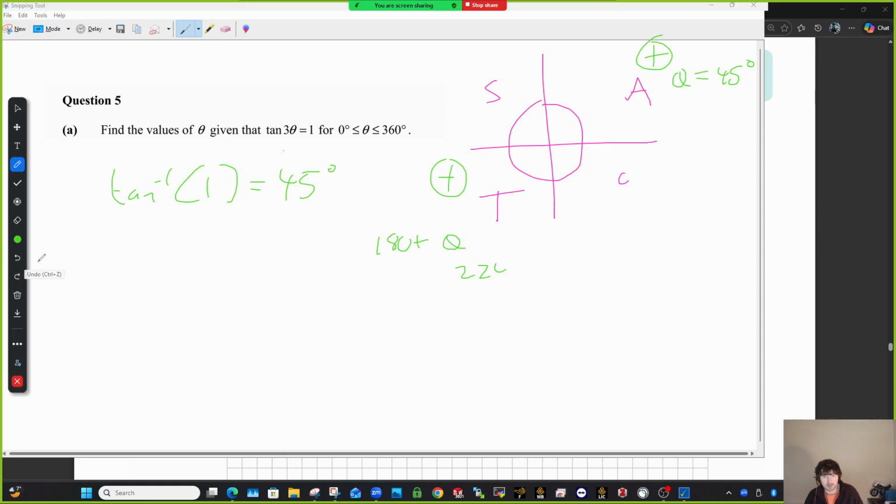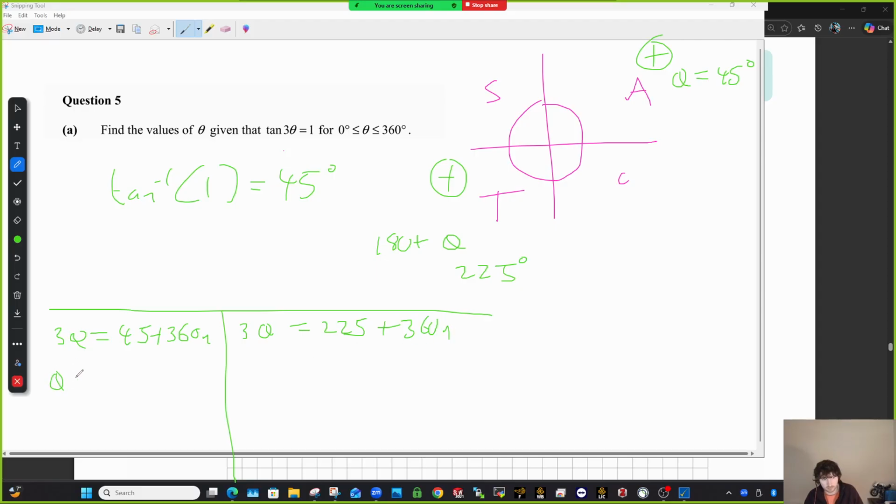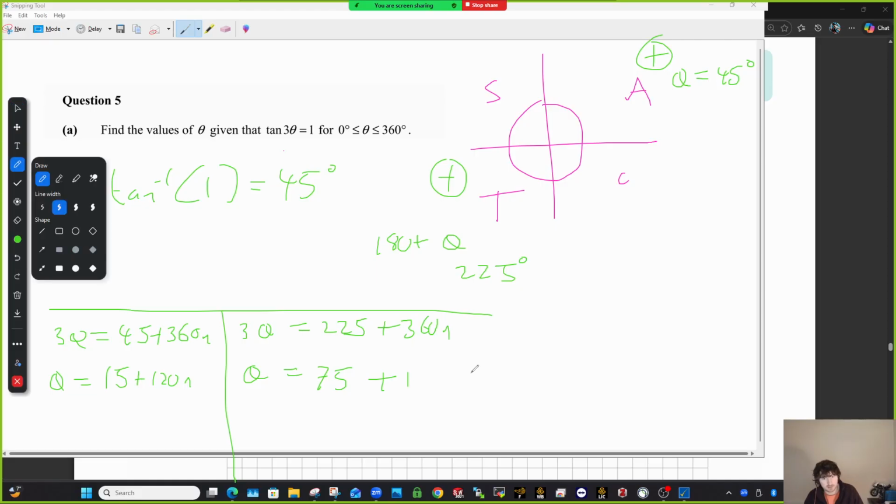So then again, this is just us splitting it down the page here. And then we go 3 theta, because that's inside there, is equal to 45 degrees, and it's equal to 225. And then we add on, not 2 pi n this time because we're in degrees, we add on 360 n. And it's only after we've added on the 360 n that we divide by whatever number is there, whether it's 2 or 3. I'm getting 15 plus 120 n, and then that's equal to about 75 degrees. 75 plus, have I divided that by 3 correctly? I have. So that's 120.